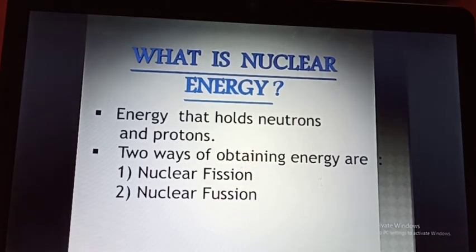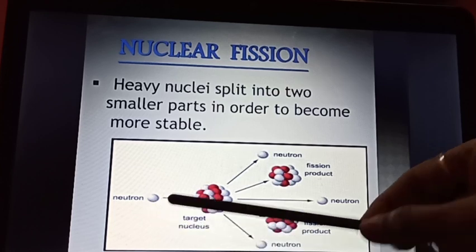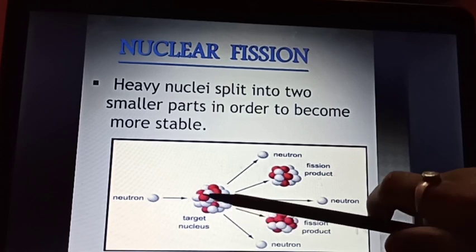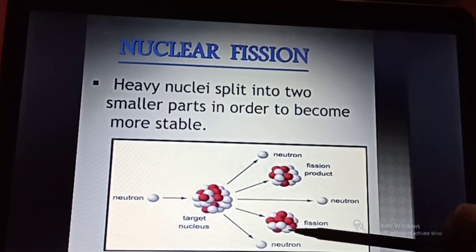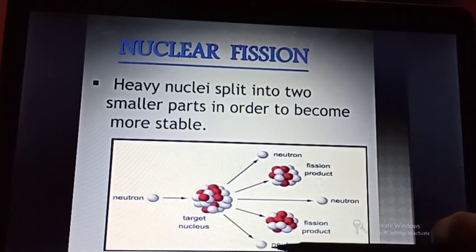So there are two types of nuclear reaction. One is the nuclear fission reaction, and the other is the nuclear fusion reaction. The energy we get is also from nuclear fission and nuclear fusion. First we will discuss the nuclear fission reaction. In a nuclear fission reaction, a highly accelerated particle is allowed to hit a heavy nucleus, and that nucleus is split into two daughter nuclei, and at the same time three accelerated particles are released.